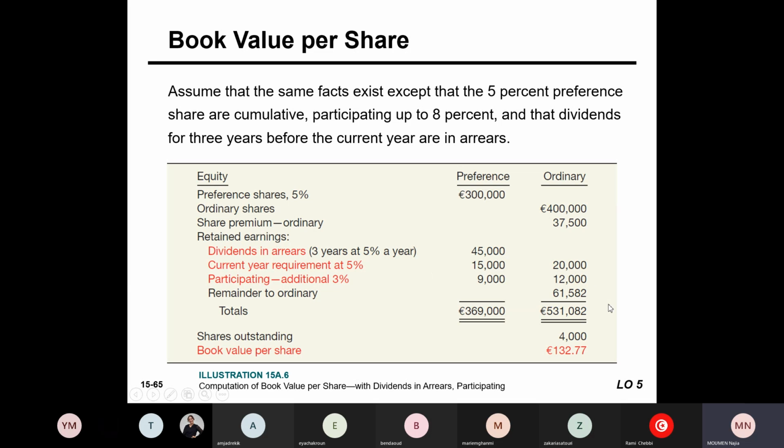What is left, of course, once I have paid the preference shareholders, the entire remainder will be left to whom? To the ordinary shareholders. So ordinary shareholders, of course, will get the rights for current period dividends, for participating, but also whatever remains from retained earnings, that's also for the ordinary shareholders.